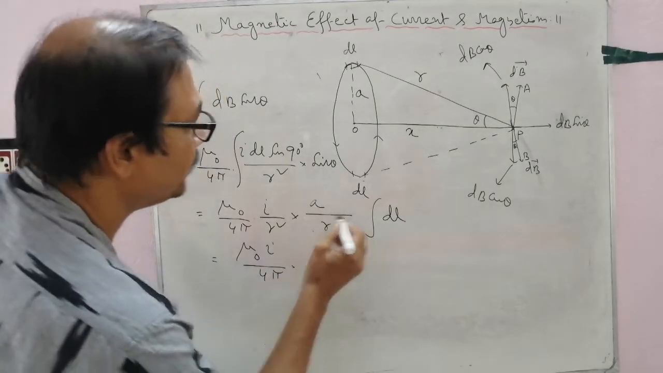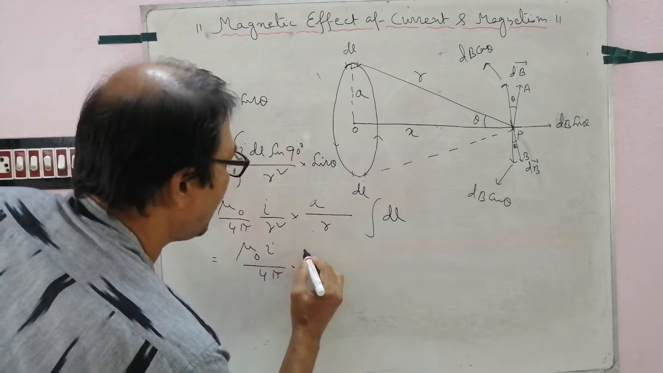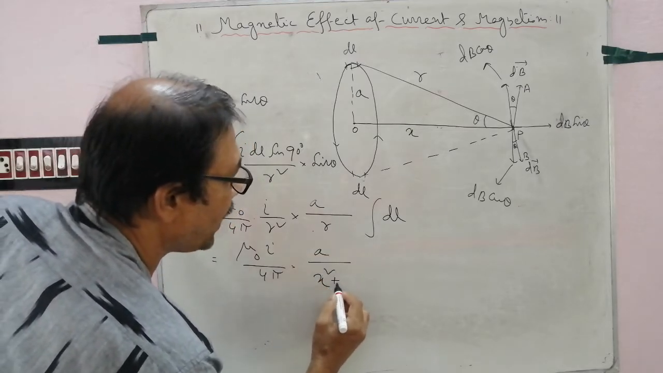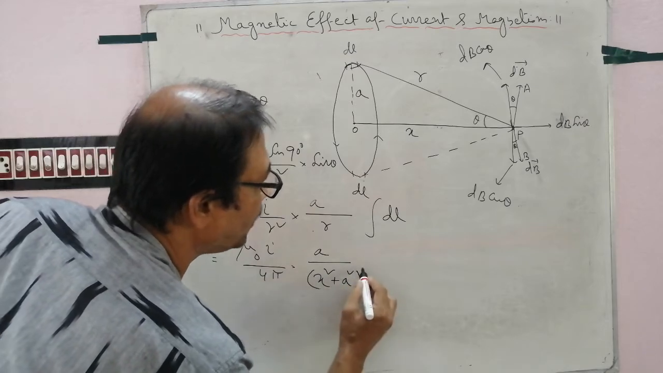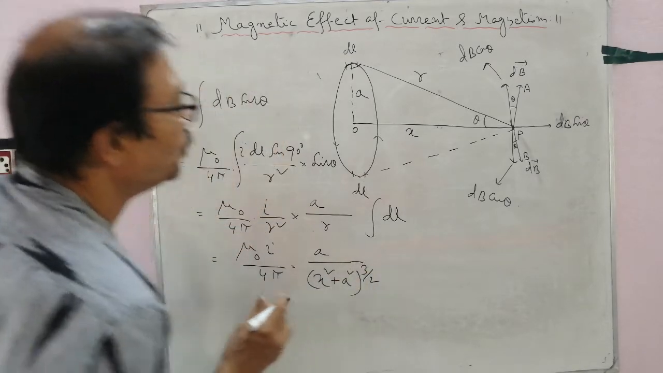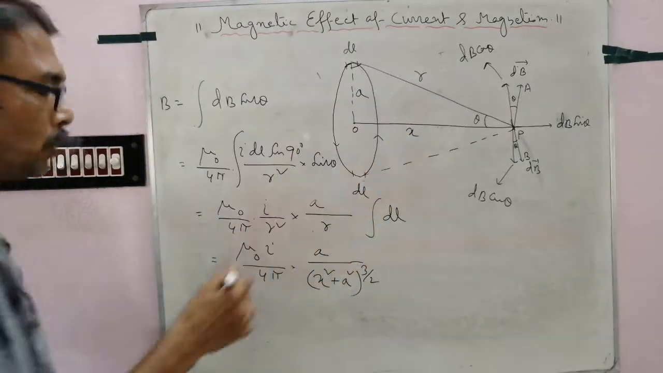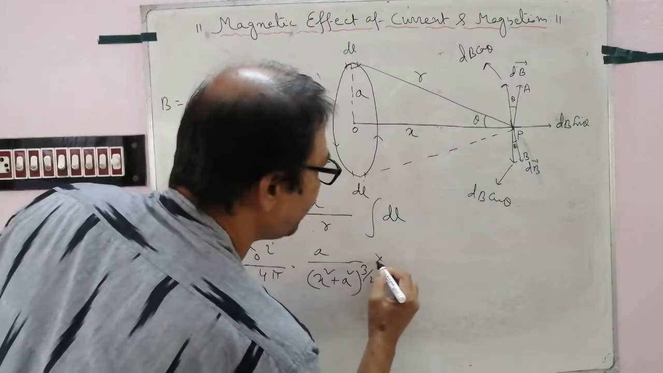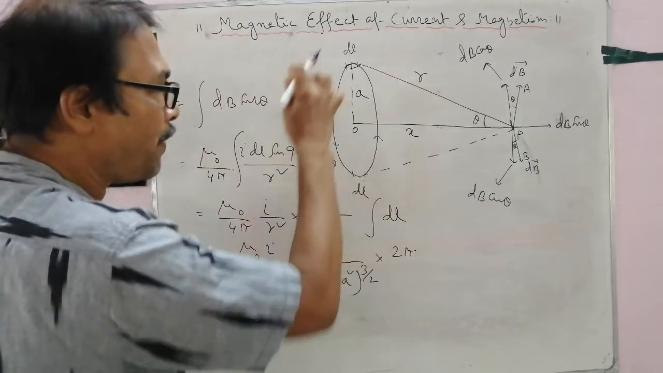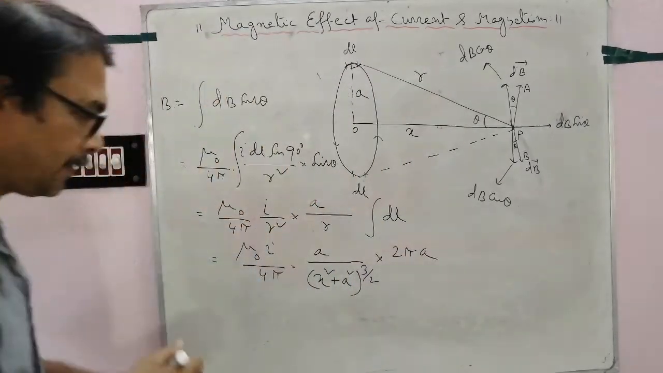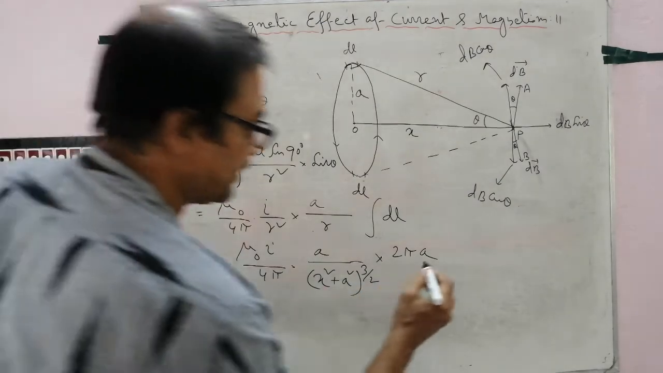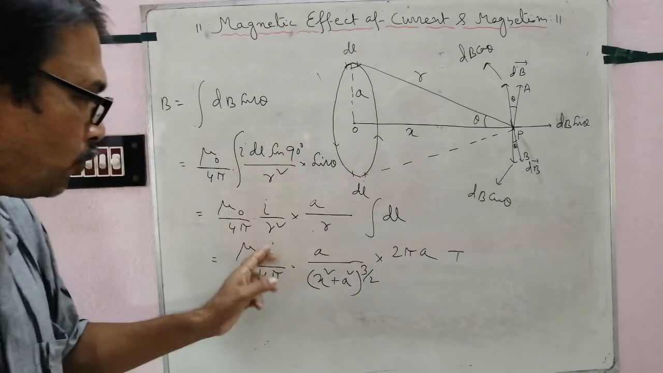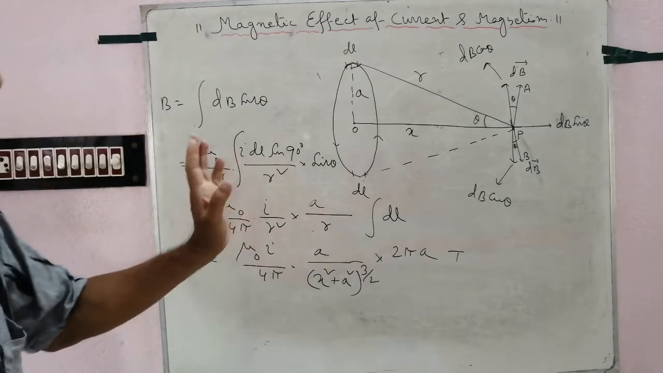R cube means, putting the value of r, it is x square plus a square whole to the power 3 by 2. Follow, the value of r equals root over x square plus a square, so r cube is to the power 3 by 2. Integration of dl is the circumference of the loop, 2 pi a. Clear? In Tesla. So this is the result. For n turns you have to multiply it by the number of turns n.